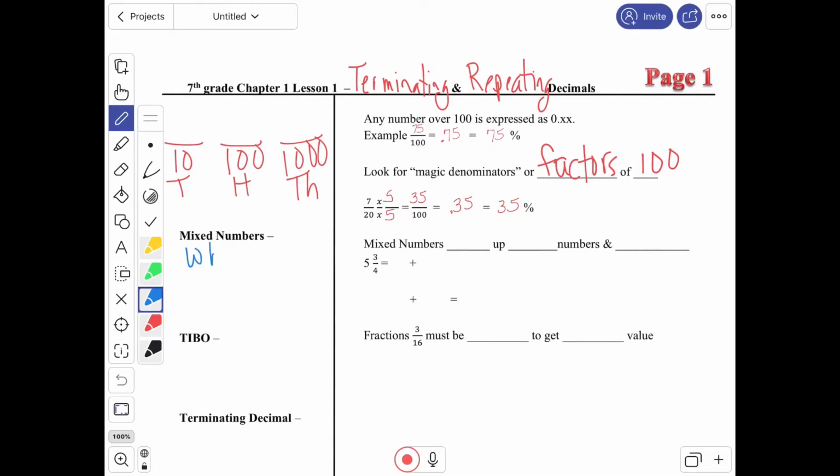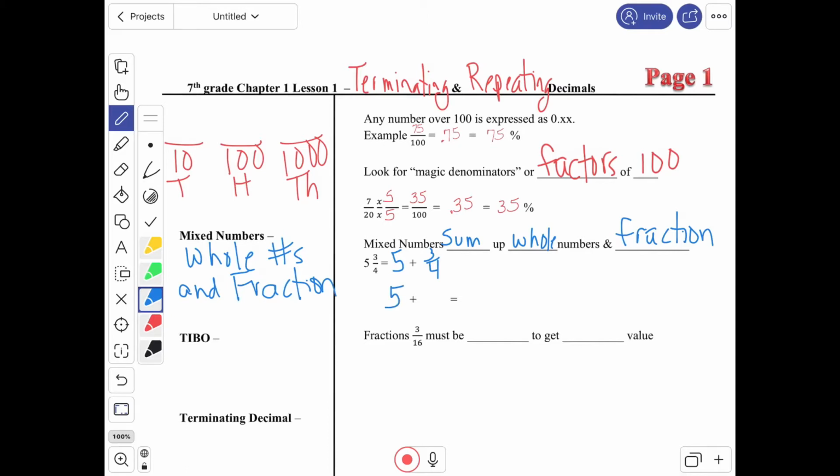Mixed numbers are whole numbers and fractions. They are mixed. Mixed numbers sum up whole numbers and fractions. So it's kind of like you're adding a whole number and a fraction when you write a mixed number. For example, 5 3/4 is really 5 plus 3/4.